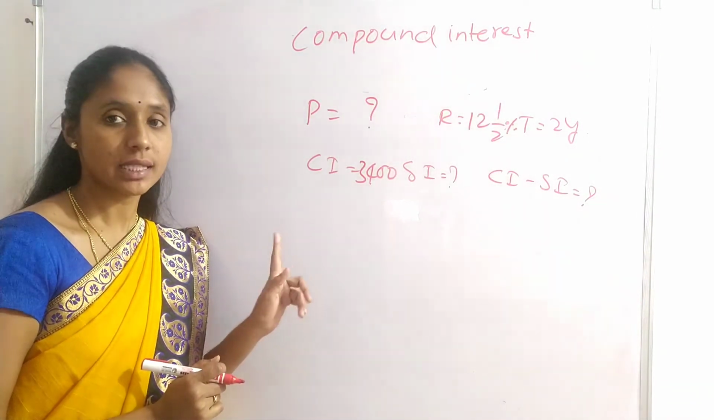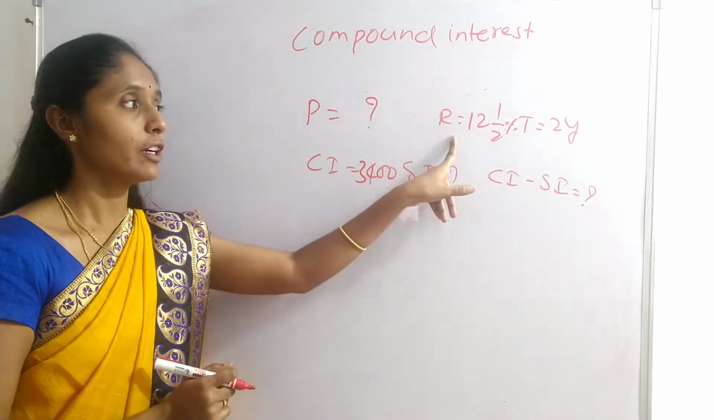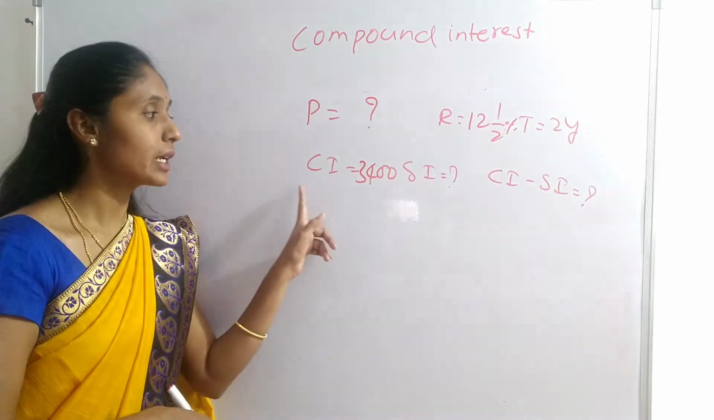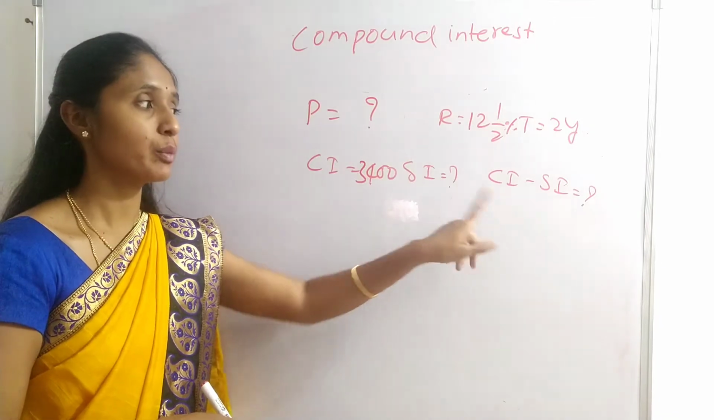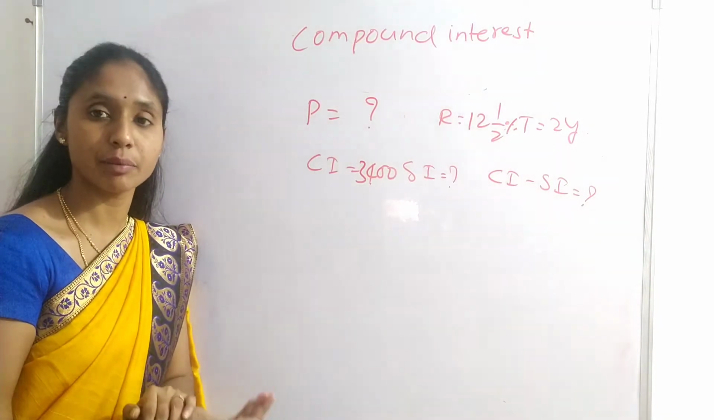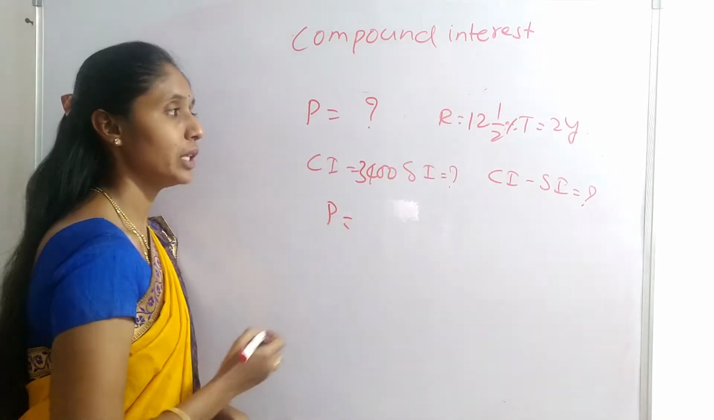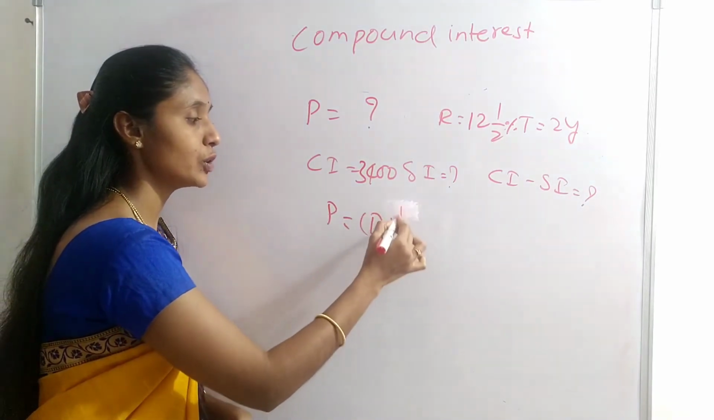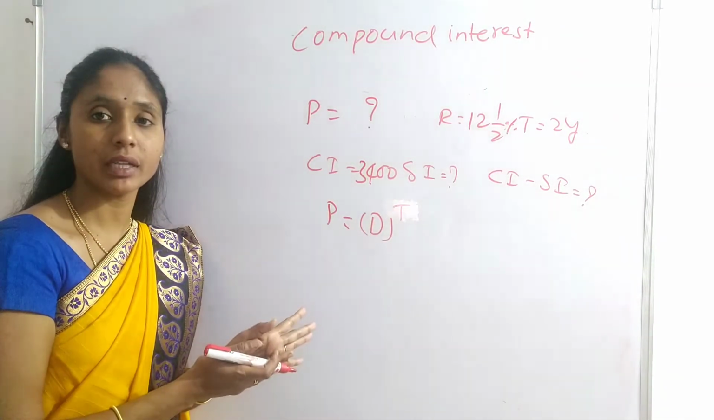Next example, this is a different type. We need to find the principal amount. Rate of percent is 12.5, time is 2 years, and compound interest is 3400. We need to find the difference between compound interest and simple interest. Okay, to find the P value, we need to take the denominator to the power of t. You may have a doubt, what is this denominator?